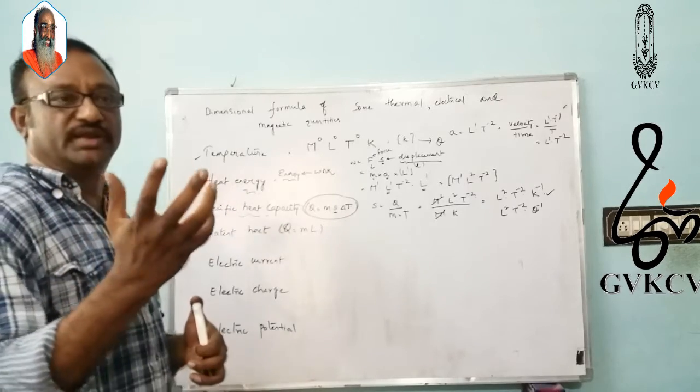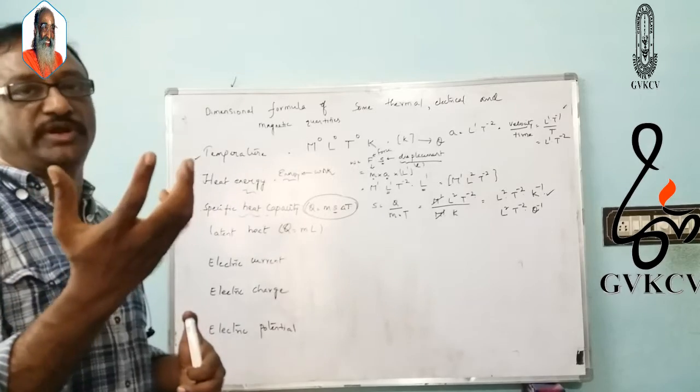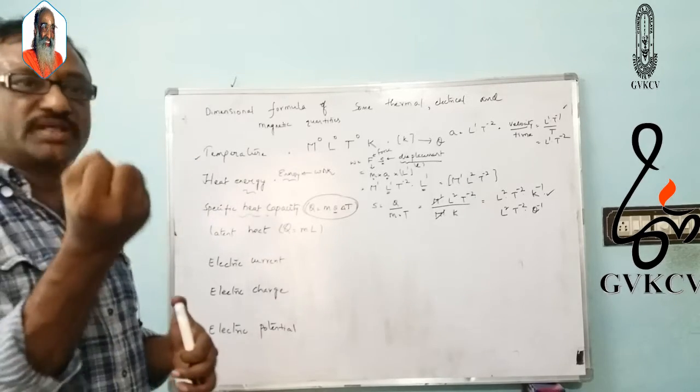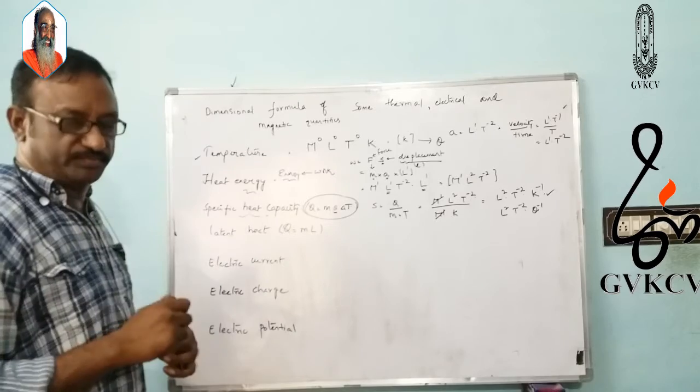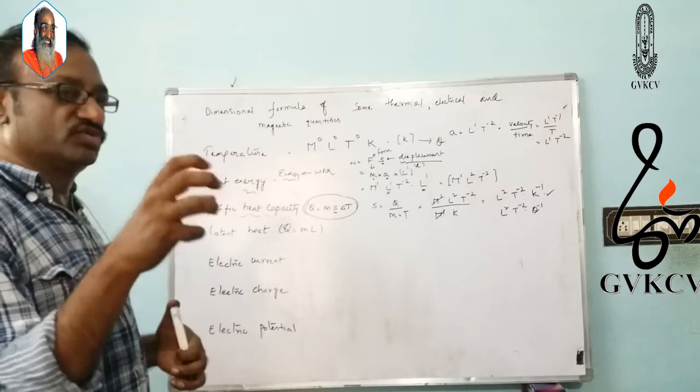What happened to this heat? This heat we are not able to find out or observe in the thermometer. That is absorbed by the system to change its state. So this is the hidden heat. Instead of hidden, we use the word latent.